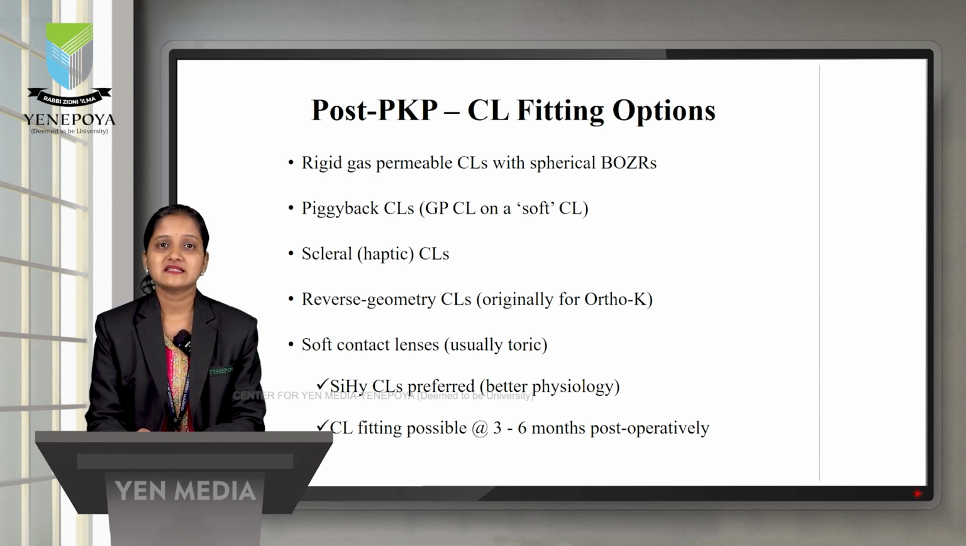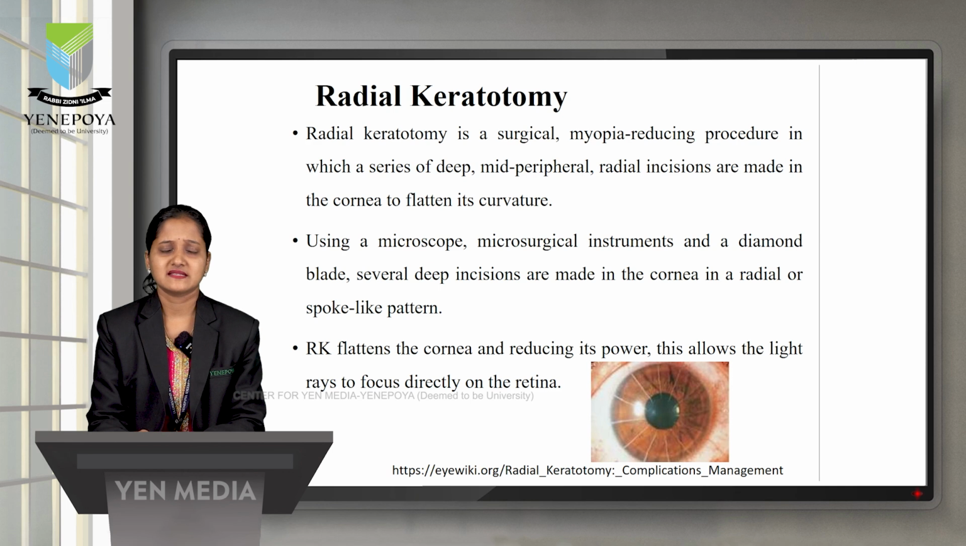Then soft contact lenses, mainly toric lenses, are employed, and while employing soft contact lenses, mainly silicone hydrogels are preferred because of high water content, which helps in better physiology of the cornea, including the best oxygen permeability, maintaining corneal health. Contact lens fitting is also possible at 3 and 6 months after the surgery.